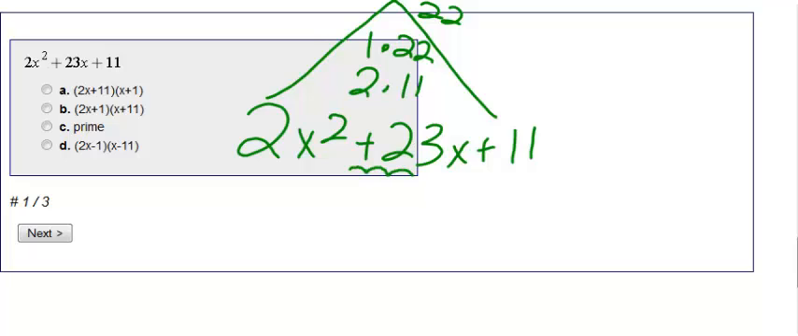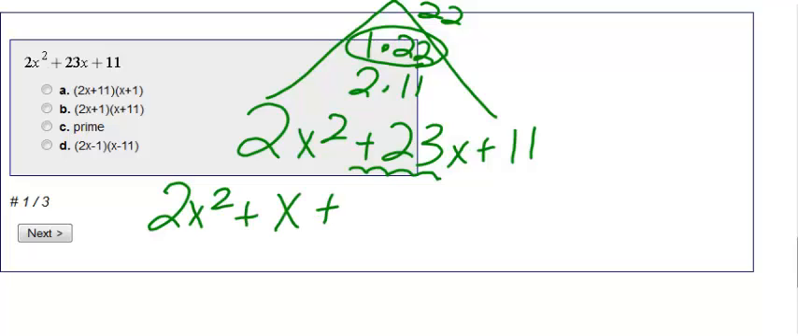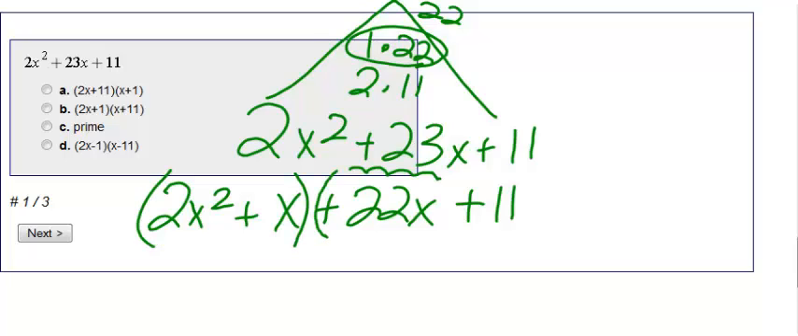My goal is this middle term. The only way for me to get 23 is a positive 1 and a positive 22. So what I'm going to do is split this up. 2x squared, plus 1x, plus 22x, and then plus 11. So all I did was split that 23x into 2 different terms. Now I have 4 terms. Every time you have 4 terms, we group. We group the first 2, group the last 2.